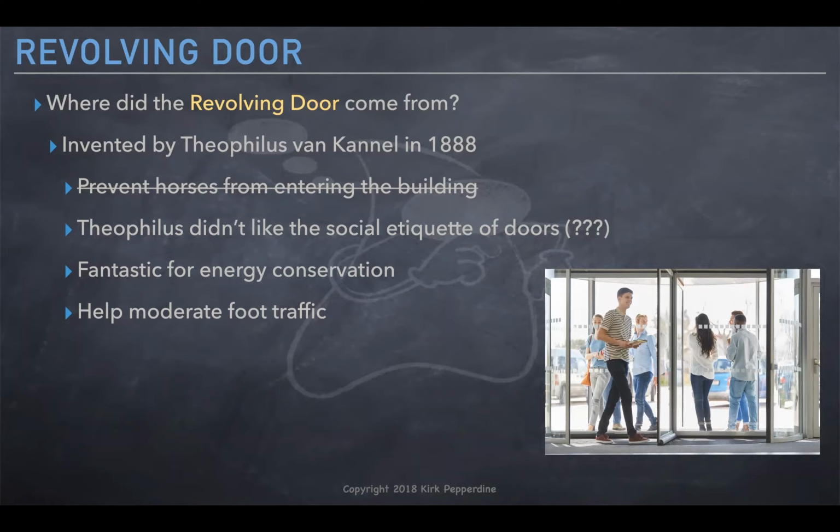But it turns out that Theophilus didn't like the social etiquette of doors, like opening it. And in particular, he didn't like that he had to open doors for women because he had some mother issues that you can read about on the web. It turns out these doors are fantastic for energy conservation, and they help moderate foot traffic. So there's all kinds of wonderful benefits for using the revolving door. And so they're with us today in different forms.